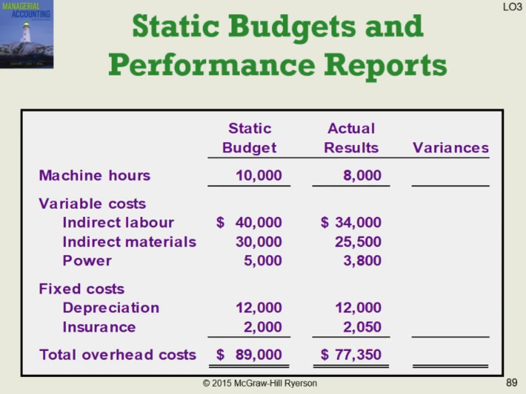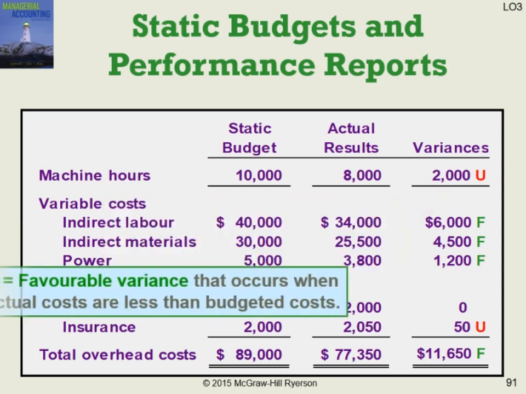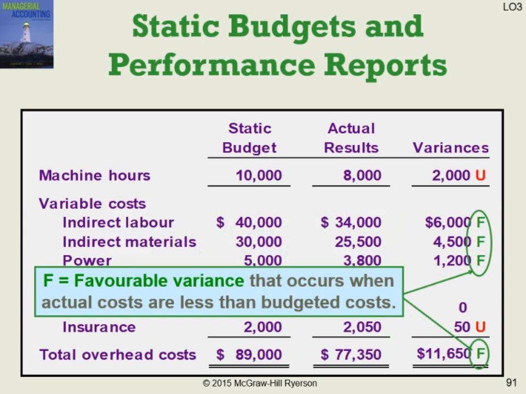So we calculate the variances as the next step. There are some unfavorable variances and some favorable variances. The amount of machine hours we worked is unfavorable because that means we're doing less work, we're being less productive. So it's unfavorable in the sense that it will result in a lower level of productivity or profitability. We also see some favorable variances in the variable costs, and they're fairly substantial. But if we look just at indirect labor, we expect indirect labor to be $32,000, but it's $34,000.